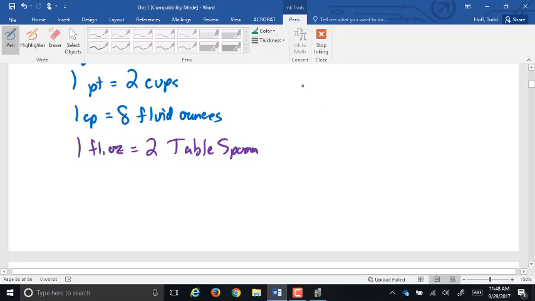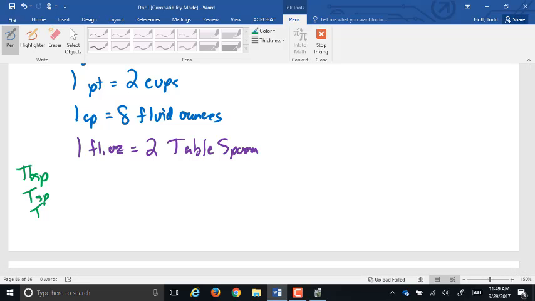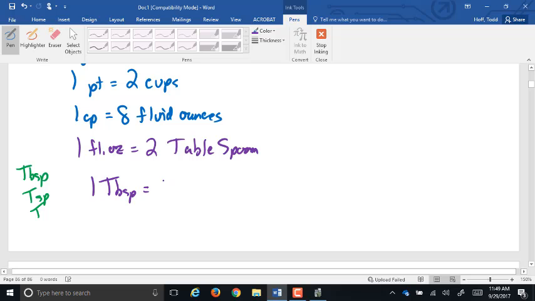Tablespoon is a tricky one for abbreviation because I always abbreviate it TBSP, but it can be abbreviated just capital TSP or just capital T. Capital T always indicates a tablespoon. Now you can do a small t BSP, which is still a tablespoon. 1 tablespoon is 3 teaspoons.